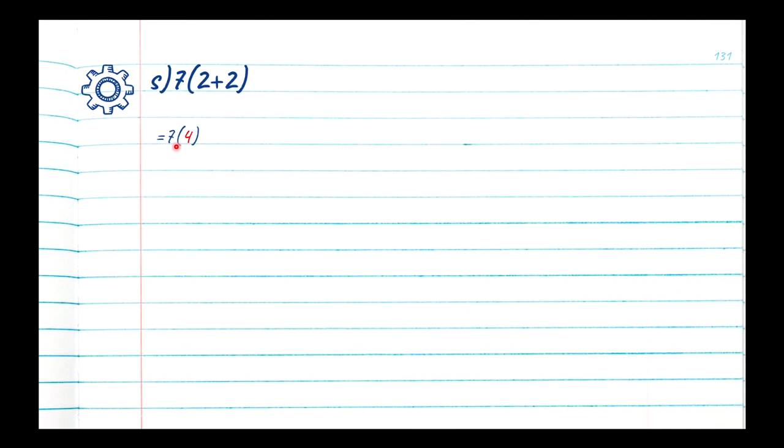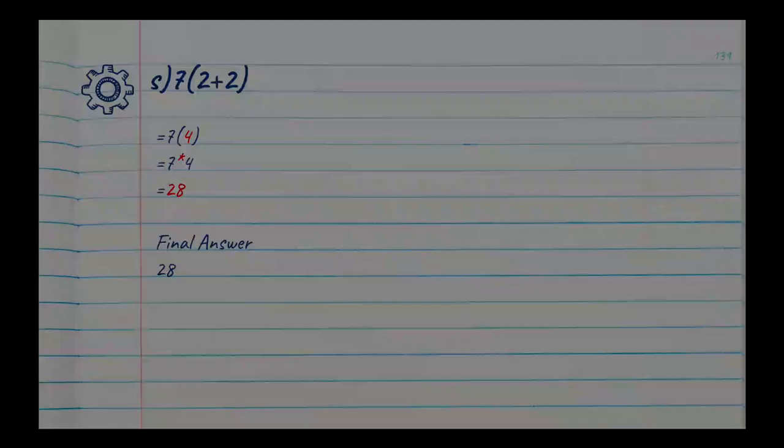If we're expanding, it means we're multiplying. If we're multiplying, it's 7 times 4. That just gives us 28. Our final answer is 28.